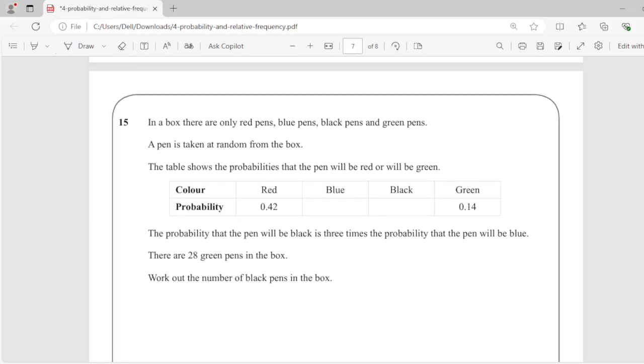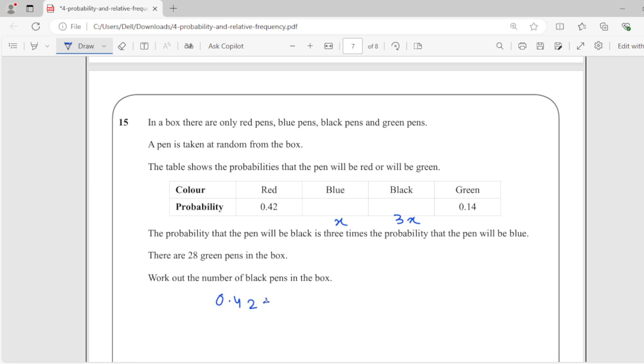Question 15. In a box, there are only red pens, blue pens, black and green pens. A pen is taken at random from the box. The table shows the probabilities the pen will be red or will be green. The probability that the pen will be black is 3 times the probability that the pen will be blue. First step is to work out the missing probabilities.